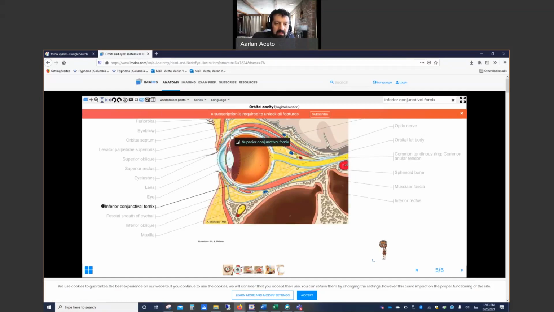There's a superior conjunctival fornix, and there's an inferior conjunctival fornix. Where the eyelid and the conjunctiva over the bulbar of the globe, and the conjunctiva that lines the inside of the eyelid, where they meet, is called the fornix. Please remember that.